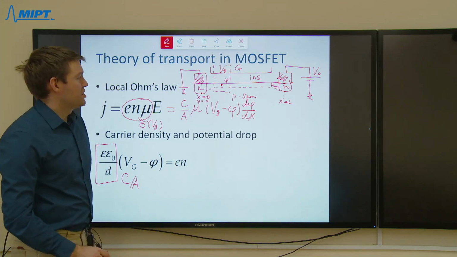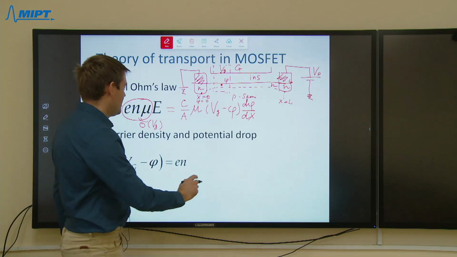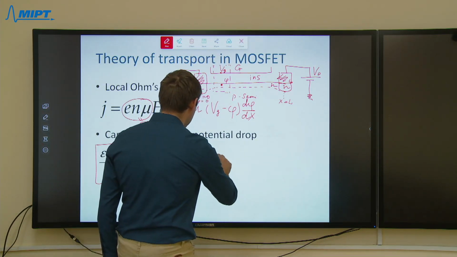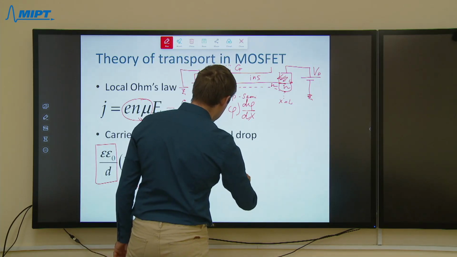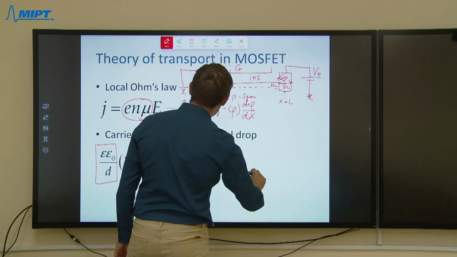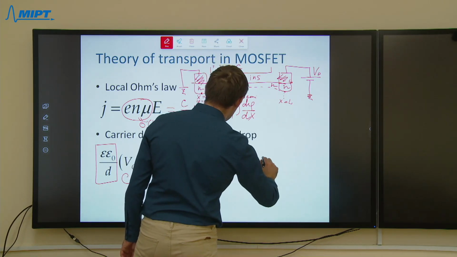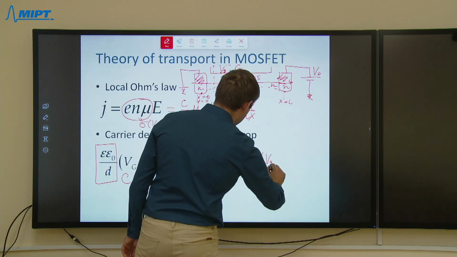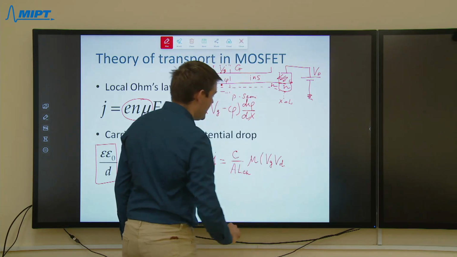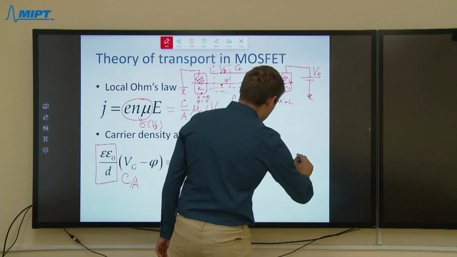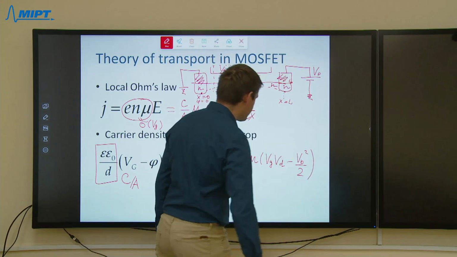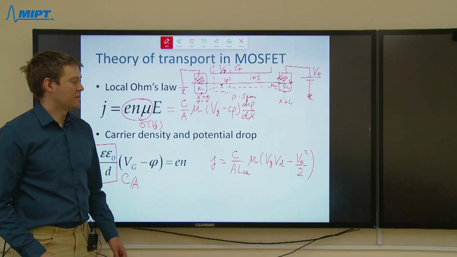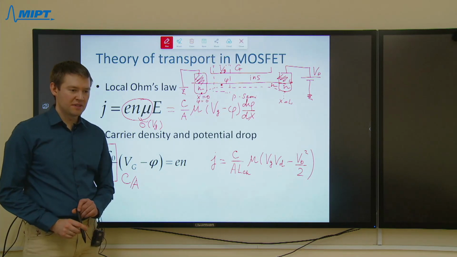The integration was trivial. Here we got the following current voltage characteristic. Current density is the capacitance per unit area divided by channel length multiplied by mobility multiplied by the product of gate and drain voltages minus drain voltage squared divided by 2. This is the current voltage characteristic of a field effect transistor.